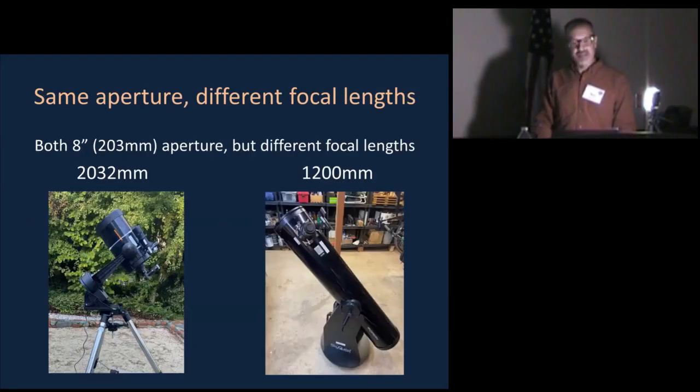You can have one aperture, and you can have that aperture be different focal lengths and different types of telescopes. So for example, I've shown two telescopes here. They're both 8 inches in aperture, but they have different focal lengths. One is more than 50% longer than the other one.